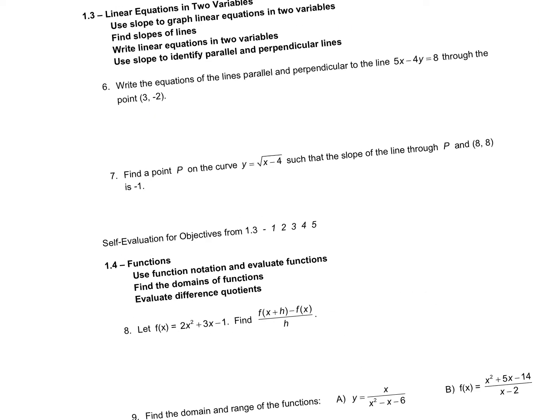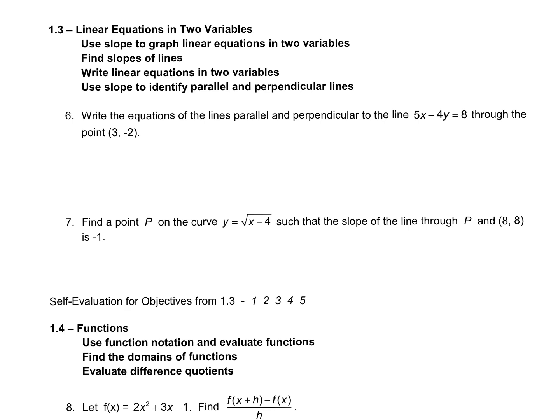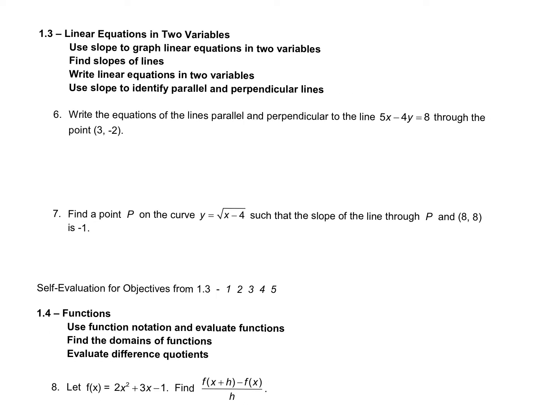Moving on to the next page: write the equation of lines parallel and perpendicular through that point. When I see that, I want to think slopes. So if I have my equation of a line, 5x minus 4y equals 8, I want to first figure out what the slope of this line is. And then I can work from there.